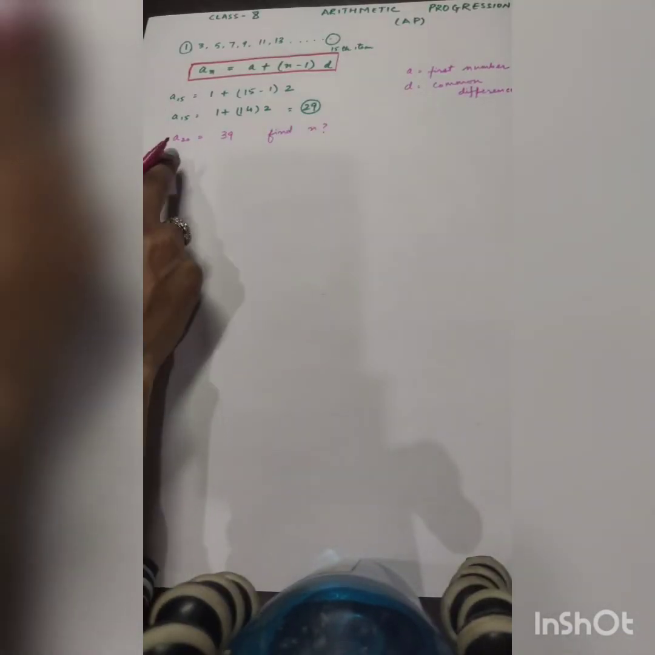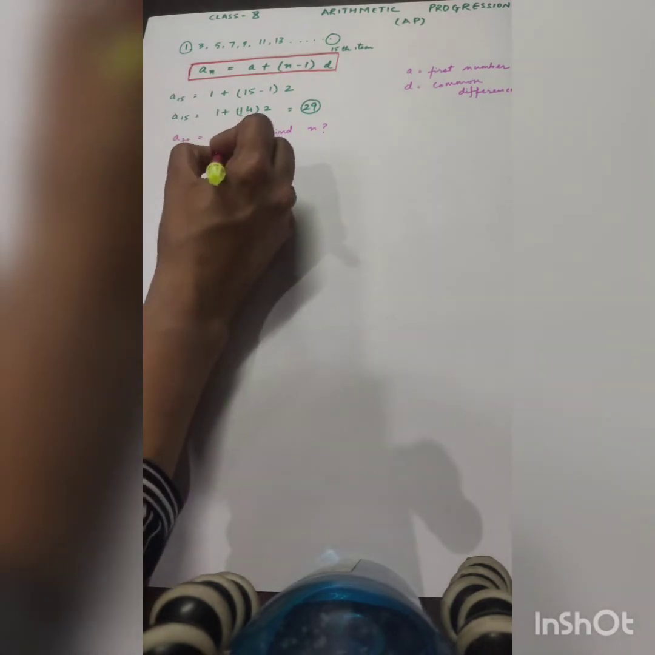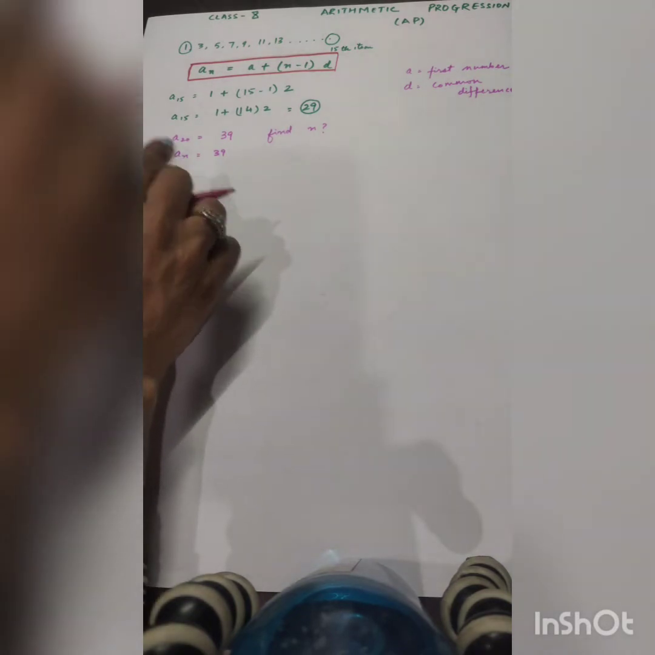Now what is N here? That means which term will it come at? We know that it is A20, right? It says AN is equal to 39. I have shown you how it will come. You know that A20 will be 39, but it says AN is equal to 39. Now you do the working.